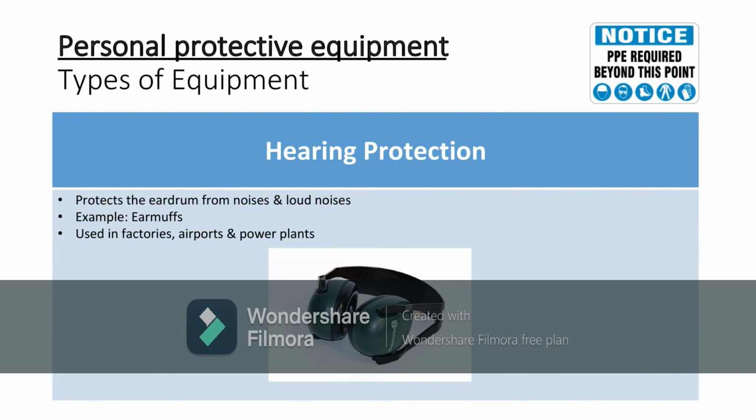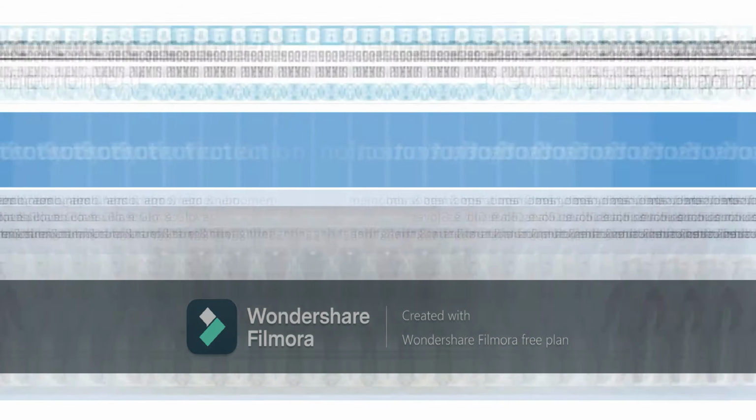The fourth type is hearing protection. It protects the eardrum from loud noise. It is used in factories, airports, and power plants.